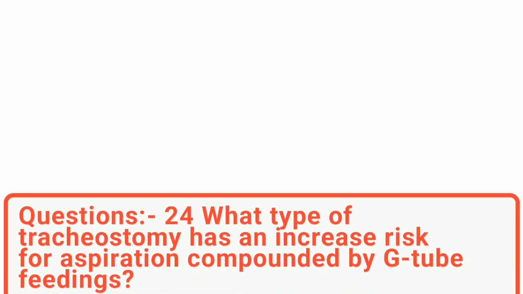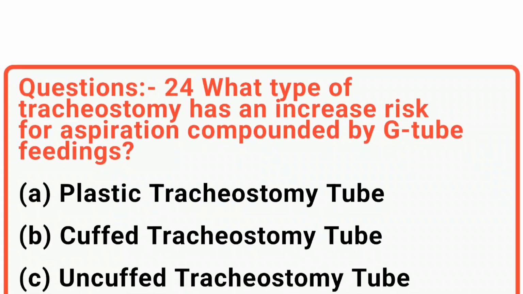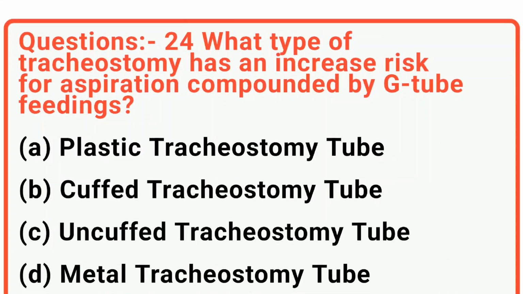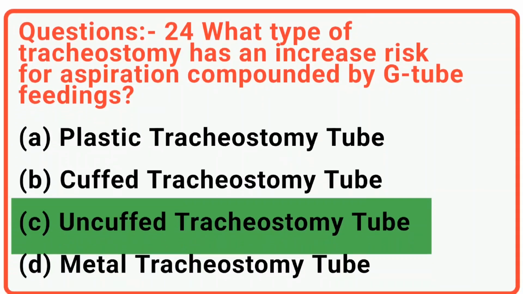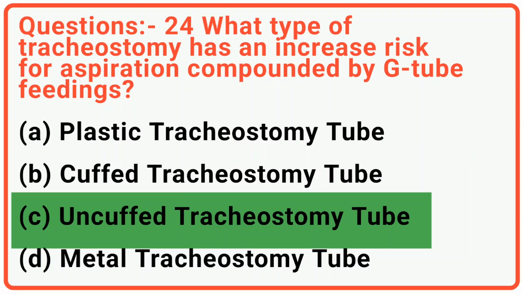Question 24. What type of tracheostomy tube has an increased risk for aspiration compounded by G-tube feedings? A. Plastic tracheostomy tube. B. Cuffed tracheostomy tube. C. Uncuffed tracheostomy tube. D. Metal tracheostomy tube. Right answer is C. Uncuffed tracheostomy tube.